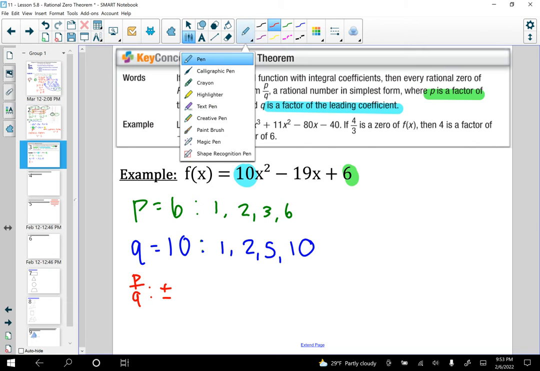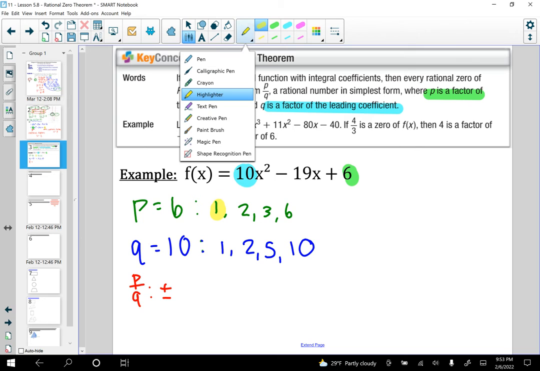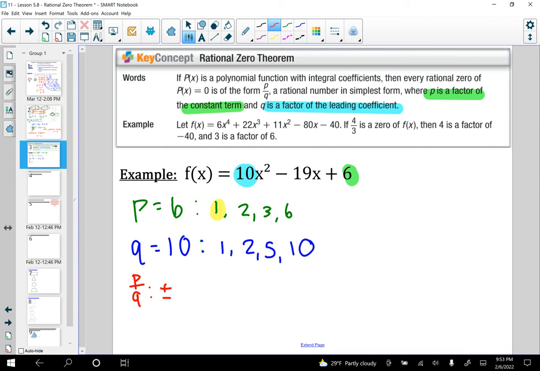So I start with my first factor of P, the 1, and I divide it by all the factors of Q. Do this with me here. 1 divided by 1 is 1. 1 divided by 2 is 1/2. You'll notice I'm doing plus or minus every time. 1 divided by 5 is 1/5, and 1 divided by 10 is 1/10. Those are all possible rational zeros of this degree 2 polynomial function.